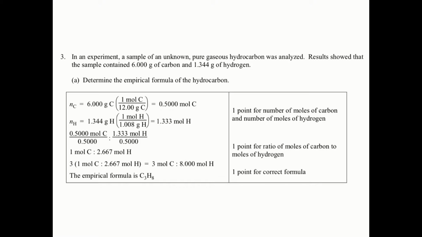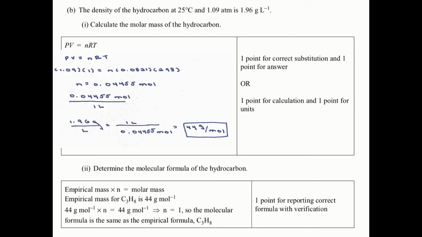Keep in mind your empirical formula is the simplest whole number ratio of your number of atoms of carbon and hydrogen. So what I'm probably going to have to do in the next problem, or the next part of this problem, is determine the molecular formula. Okay, and remember you get your molecular formula by simply taking the molar mass of your molecular formula and dividing it by the mass of your empirical formula, which is C3H8. So let's see how they're going to get us to do that.